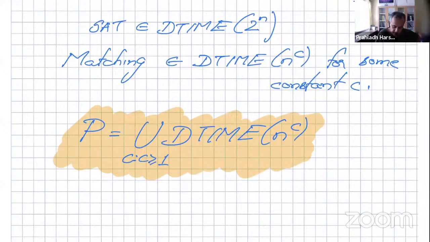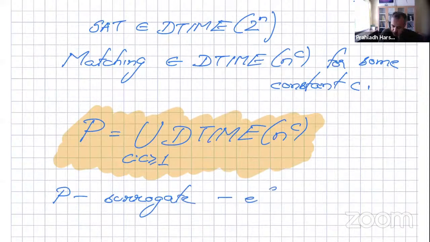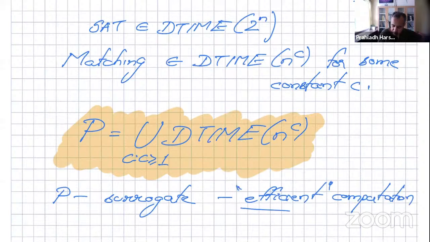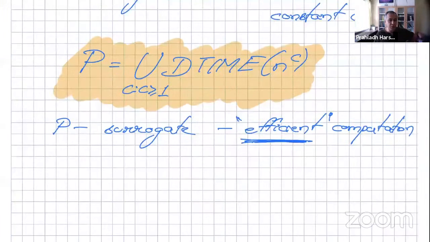This is just a candidate. By the way, P is used as a surrogate for what we mean by efficient computation. This is an informal term, and P is one way of formalizing this notion of efficiency. And this seems to be a good notion sometimes.